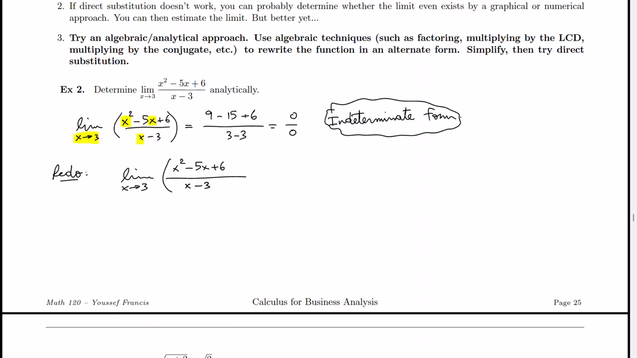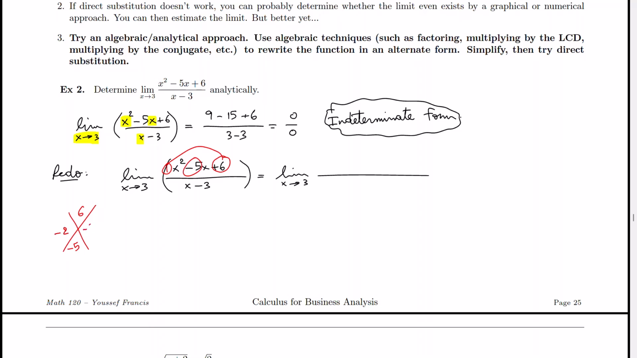reduce it to lowest terms. So in this case, I have the limit as x approaches 3, and we have a numerator with a quadratic, x squared minus 5x plus 6. Maybe we can factor it. So let's see. I want two numbers that multiply to 6, but when I add them, I get negative 5. So think about this problem for a second. Can you find two numbers that when you multiply you get 6, but when you add you get negative 5?